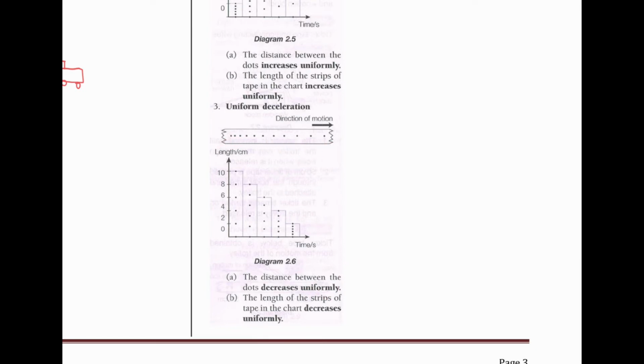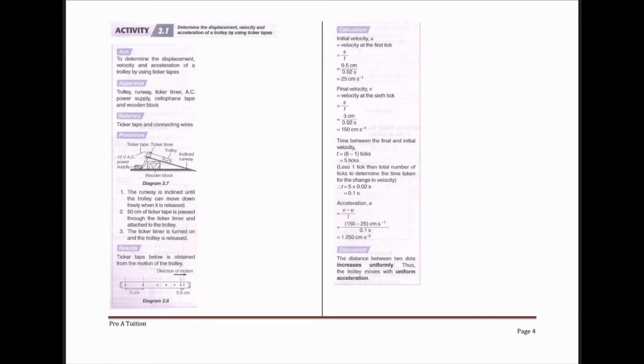That's the first thing. The second thing, B, the length of the strips of tape in the chart decreases uniformly. So decreases. Okay, so finish. Next one. Now we have activity 2.1.